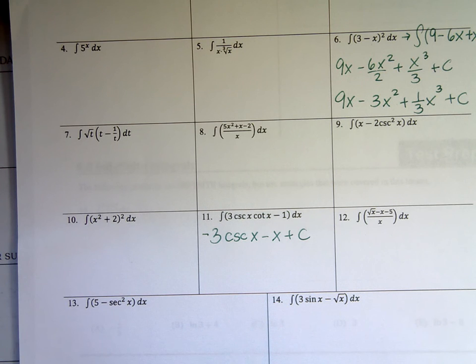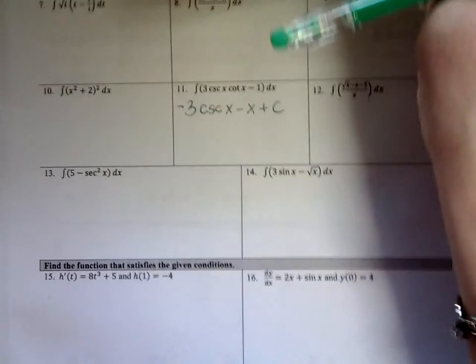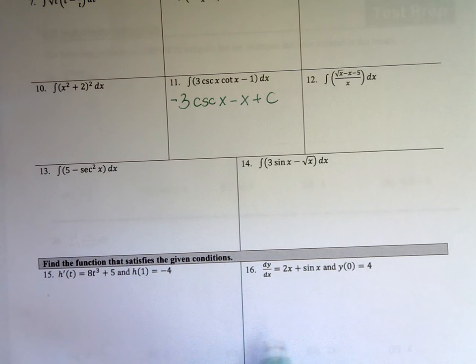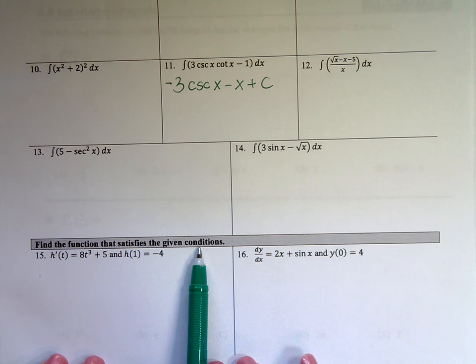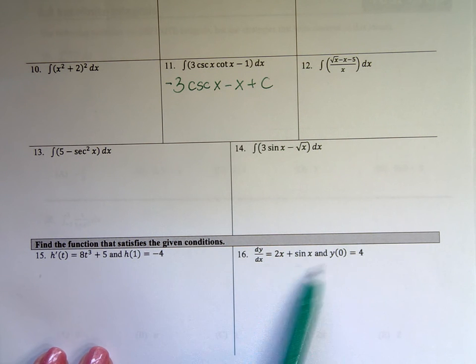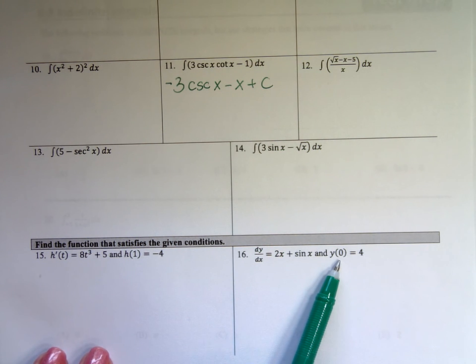If I go to 16 as my next one, 16 was my next choice because, of course, it's got trig functions, and I know you always pick those for me. Find the function that satisfies the given conditions. So now they're giving enough information where you can find the particular solution, and you do not need a plus c at the end. But your process is going to be the same.